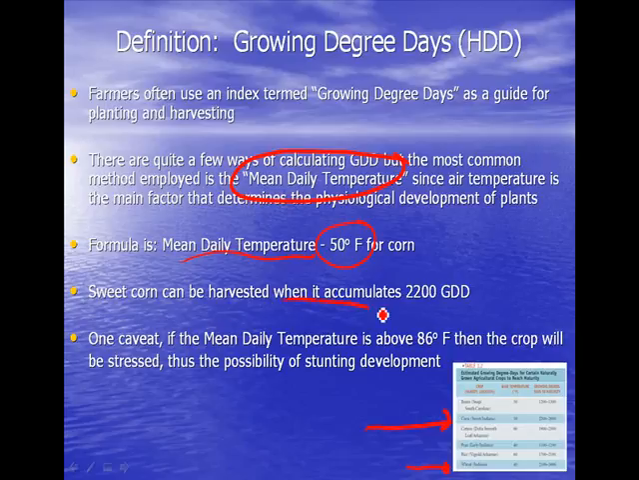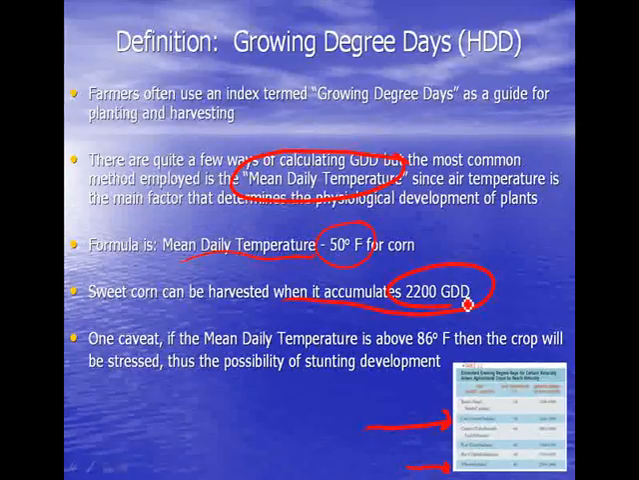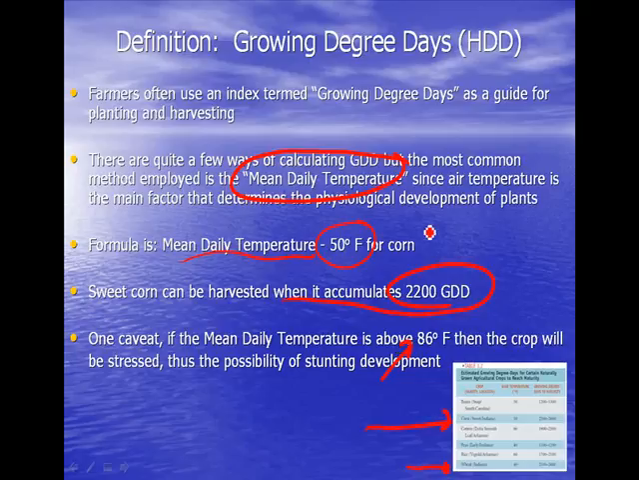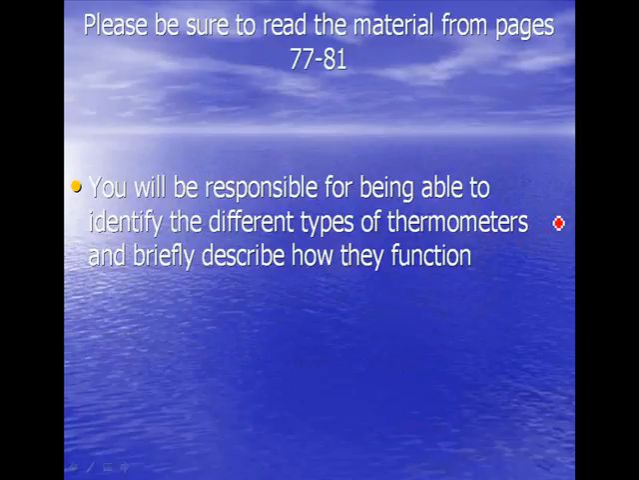Sweet corn itself can be harvested when you accumulate 2200 growing degree days. One caveat, though, is if the mean daily temperature is above 86 Fahrenheit, the crop will become stressed, thus inhibiting the maturation process of the corn. So let's take a typical July day. Our average temperature might be 80. If we're looking at corn, we subtract 50, and that's 30 growing degree days for that particular day. And so this is a good practical use here in the Midwest for growing degree days.